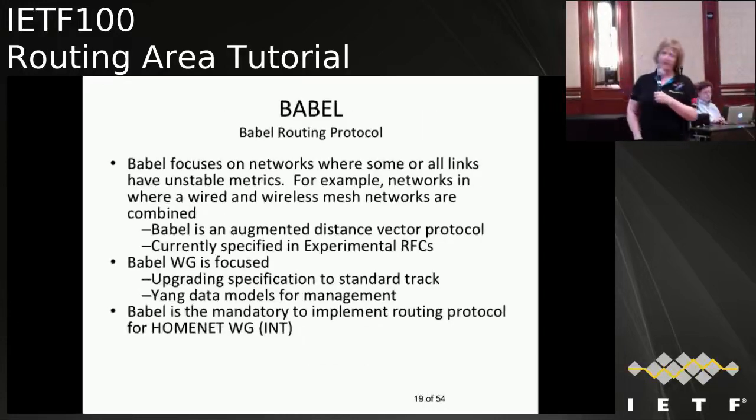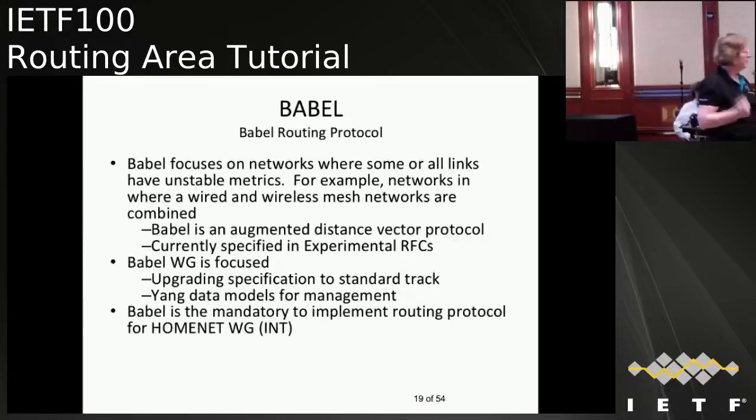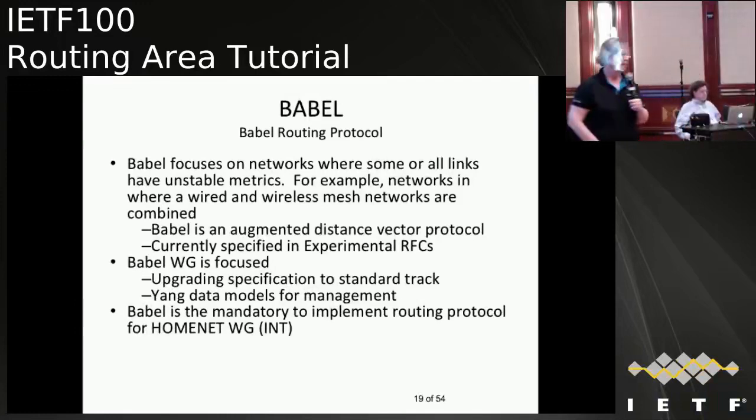Go ahead. So we have Babel. Babel is for your home network. It's a place where you can have wired and wireless mesh networks. It's an augmented and rethought distance vector protocol. One of the earliest deployed routing protocols was a distance vector protocol. And currently it's an experimental RFC, but the IETF working group saw enough value in the experiments to say that needs to be standardized. It needs to be ready for home network devices. And so it's upgrading its specification and it's adding management.